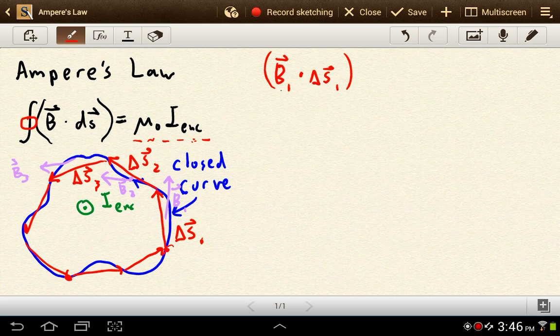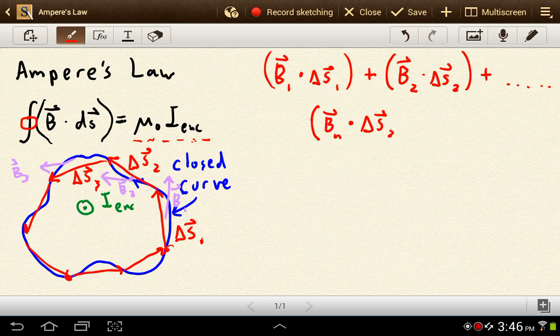Okay, so that's the dot product for the first step, and you add up the dot products for each of the steps. B2 dot delta S2. Okay, and so on and so forth, until you get up to the last one, and I'm just going to call that B subscript n, where n is the total number of steps you took. Should be delta Sn. There we go. And so, when you add all those up for small enough delta S's, really infinitely small, small enough for government work is fine, then what you'll get is the value of this integral.